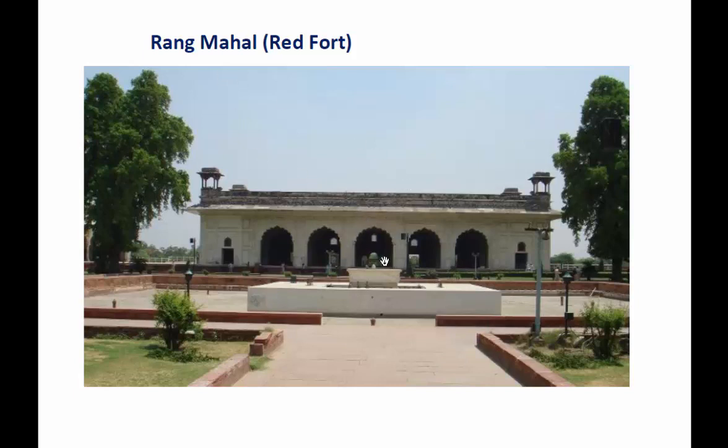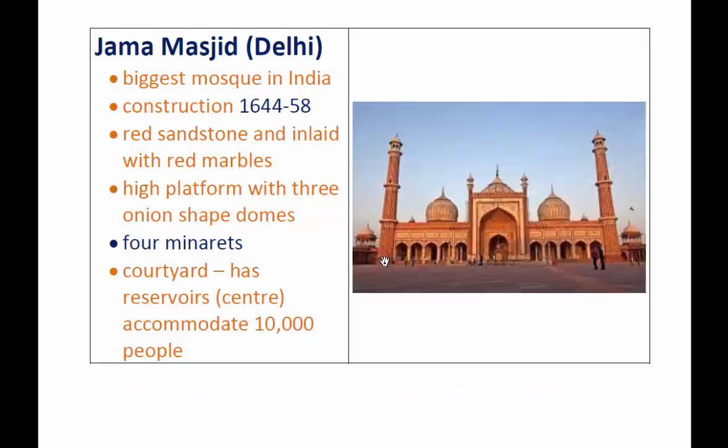Okay, let's go to another project, that is Jama Masjid. Jama Masjid still stands in Delhi. Okay, it is considered the biggest mosque in India. It was constructed in the year 1644. The project was started in 1644 and was completed in 1658. Okay, so if you look at this masjid, you'll be able to see it is made of red sandstone.